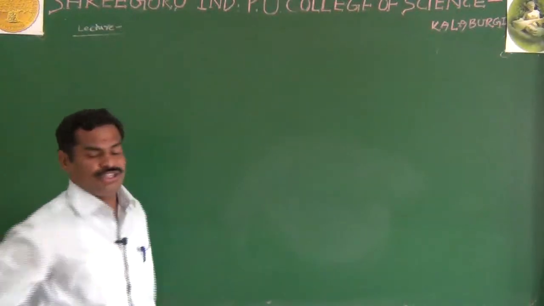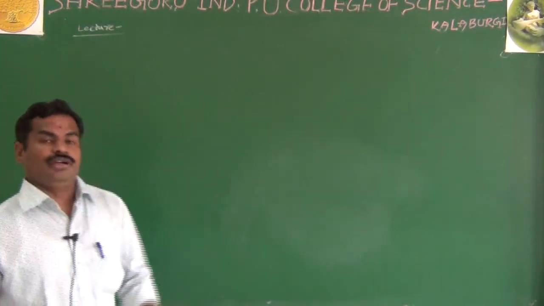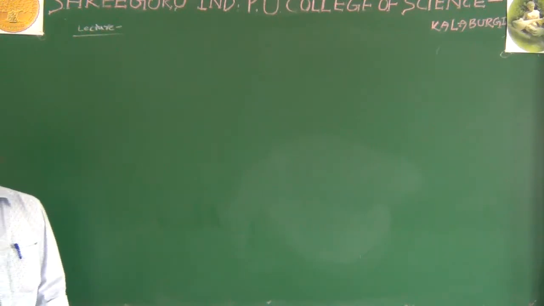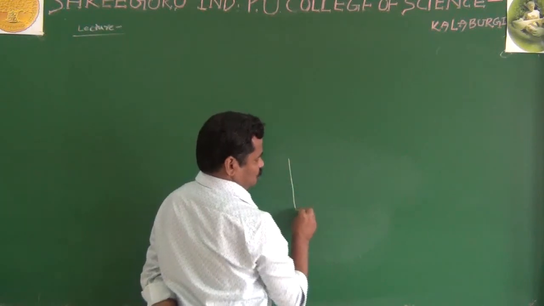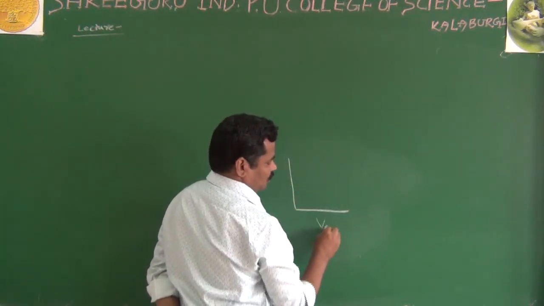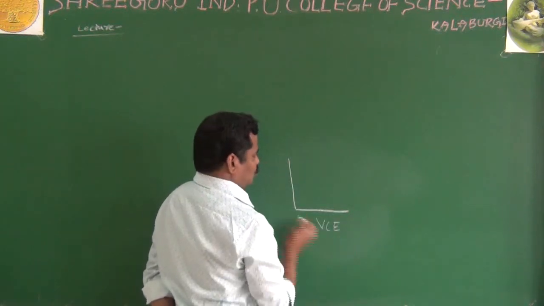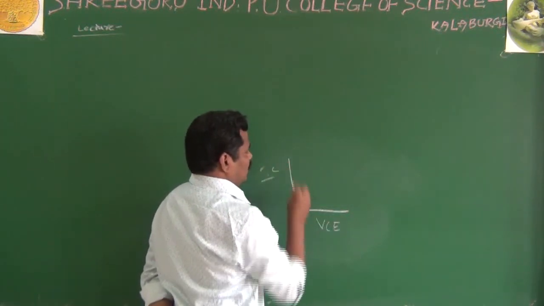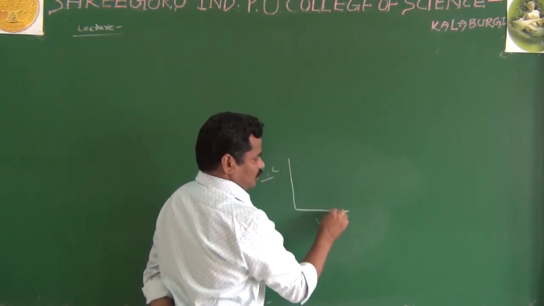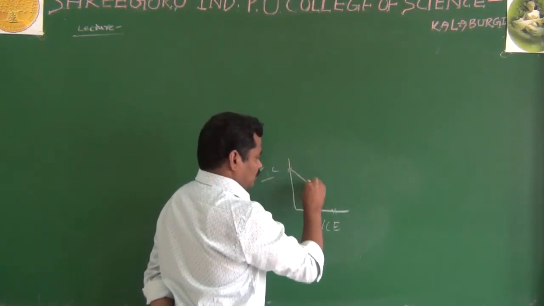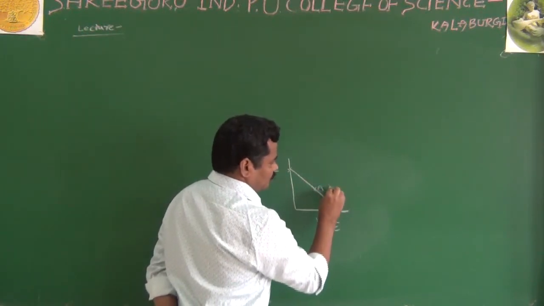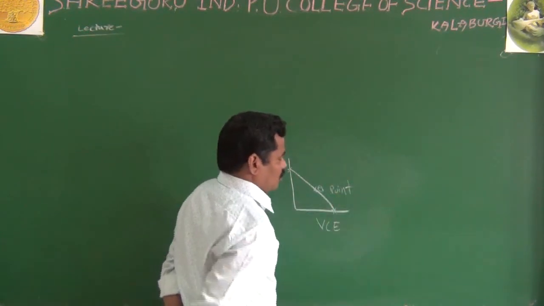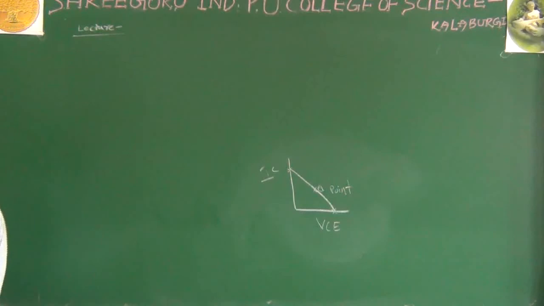What is the definition of Q point? Look here, to go for the definition of Q point. Once again you draw the output characteristics of your CE configuration. As we know, here you have the output voltage and the output current, and as I said, this is your cutoff point, this is your saturation point, and here you have the Q point. If you know this graph, you can form your own definition of Q point.